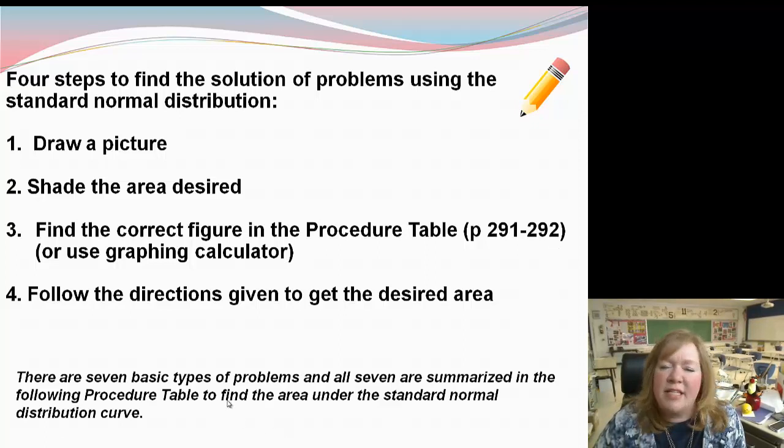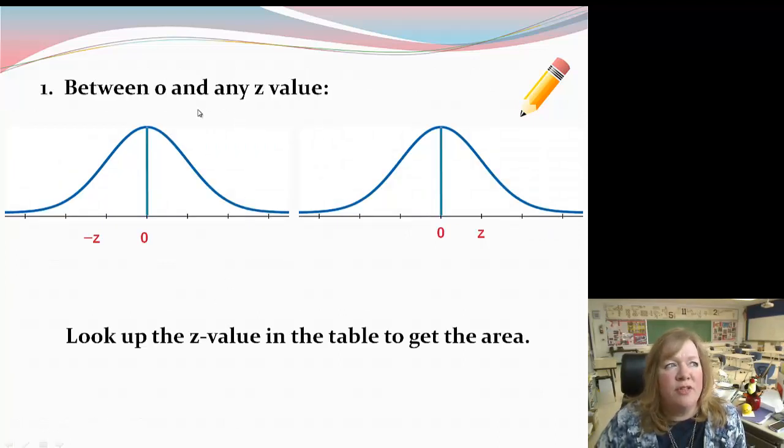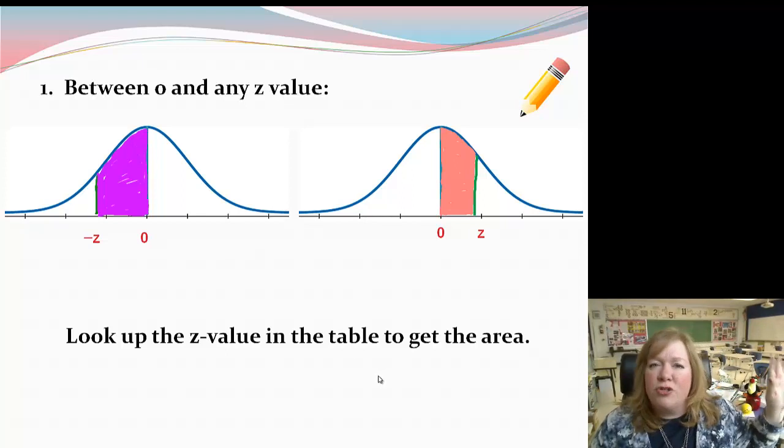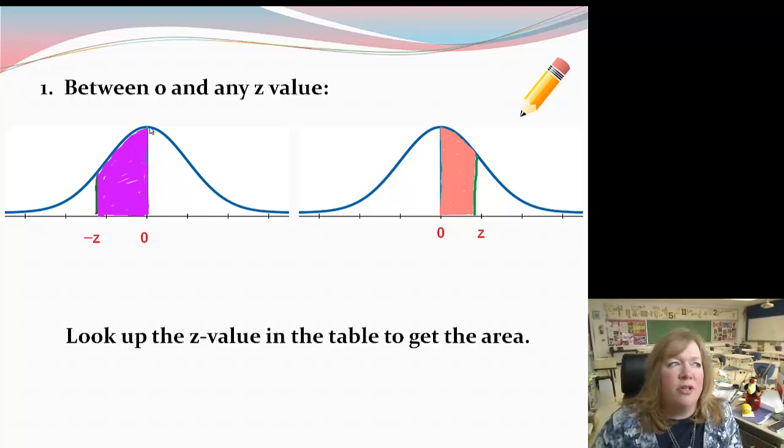Here's the 7 basic types of problems that you're going to encounter when you're looking for areas or probabilities given the z-scores. So if you have just 0 and any z value, that's the easiest one. You shade it. It could be to the left. It could be to the right of the mean. You just look it up in the table. That's all you have to do. Now on your notes, they have the instructions on the left-hand side. All you have to do is do the sketch of the picture. Then you can refer to your notes to figure out what you're supposed to do.